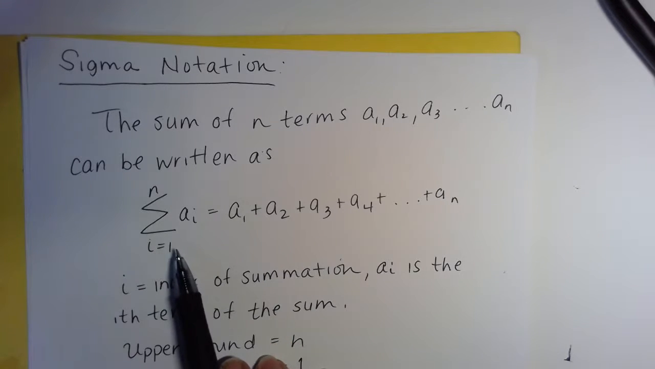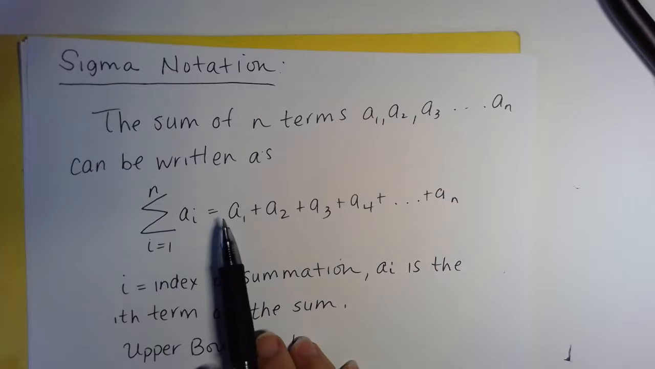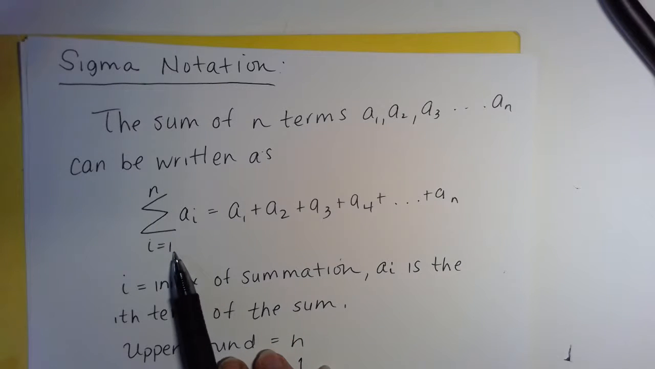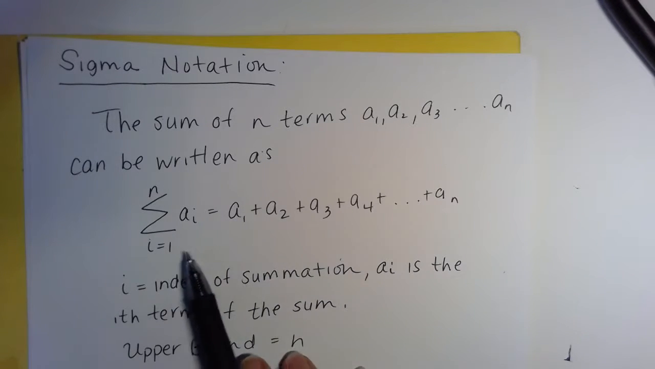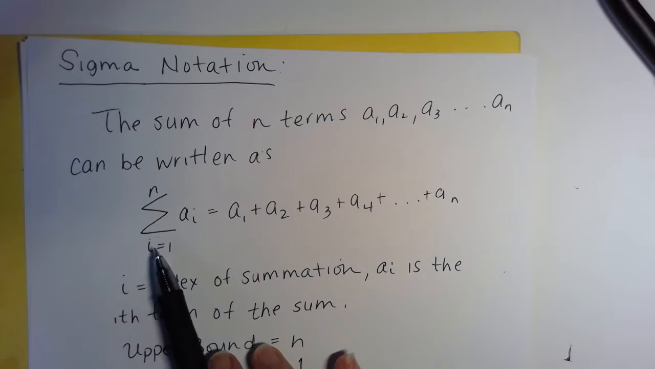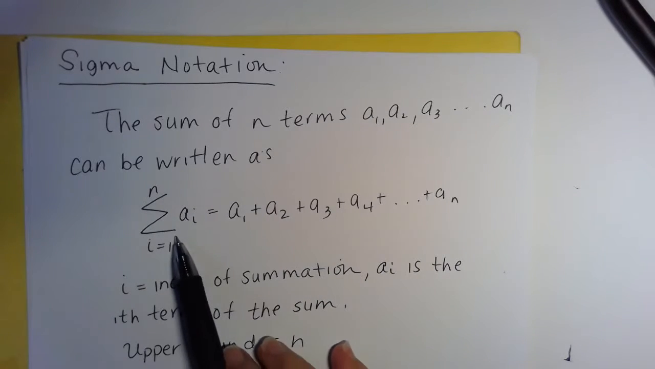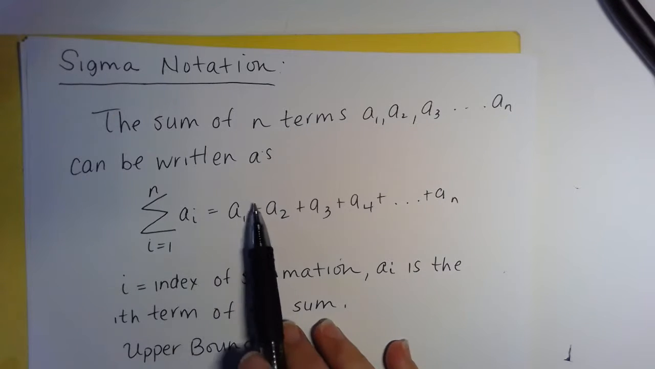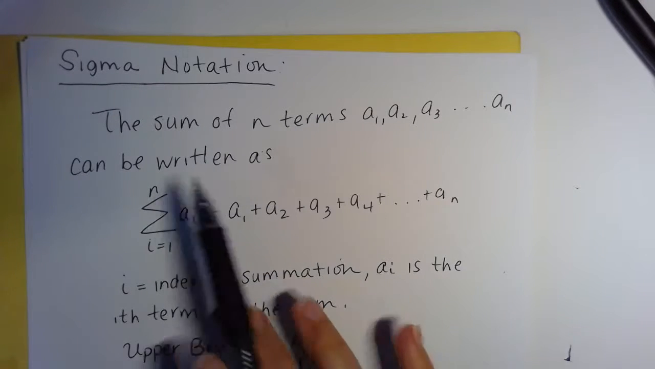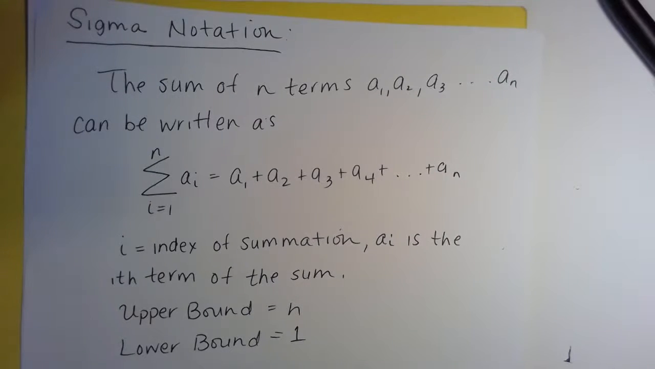And then i goes through the integers until I get up to here. So I would add a1, then the next i would be 2, a2, plus a3 plus a4, until I got to the last term, which is the top number here, which is n. So this is my starting number that I put in for i, and this is my last number. They don't have to start with 1.